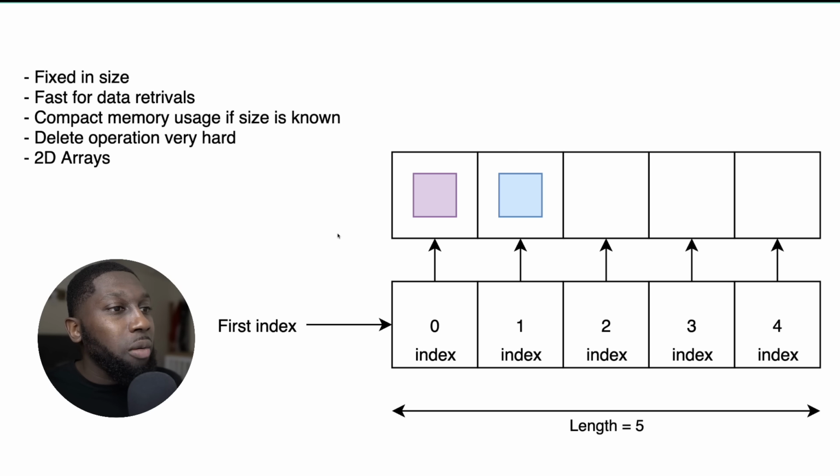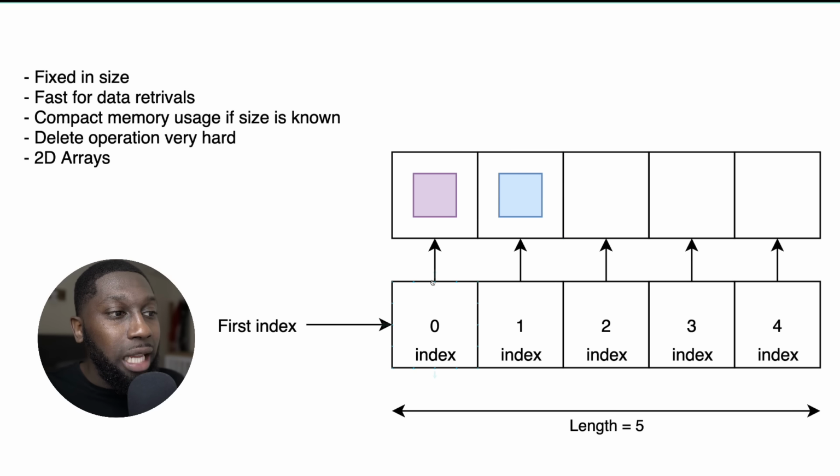So what is an array? Basically, you can think of an array as a list of cells, or a list of buckets, where you define the size. Now, when you define the size, it is fixed. So here we've got an array of 5 elements. So it can only have 5 elements and the size is 5.